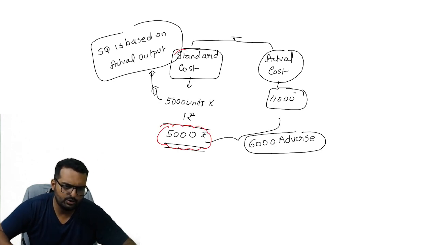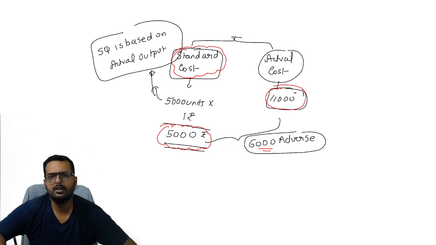So that turns out to be your standard cost. What is your actual cost? 11,000. So what is the deviation that you're getting over here? Are you clear with this part now? I will tell the logic in a different manner now.